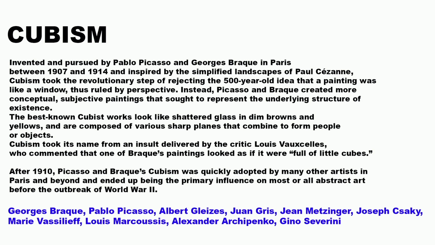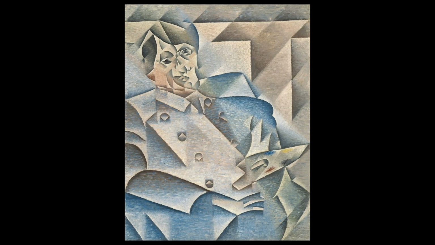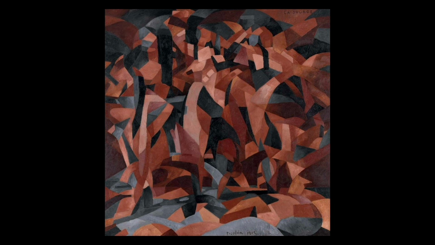Cubism took its name from an insult delivered by the critic Louis Vauxcelles, who commented that one of Braque's paintings looked as if it were full of little cubes. After 1910, Picasso and Braque's Cubism was quickly adopted by many other artists in Paris and beyond, and ended up being the primary influence on almost all abstract art before the outbreak of World War II. See some work from Picasso, Albert Gleizes, and Braque.